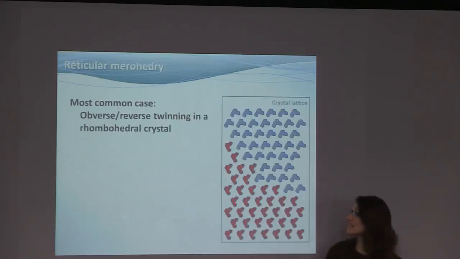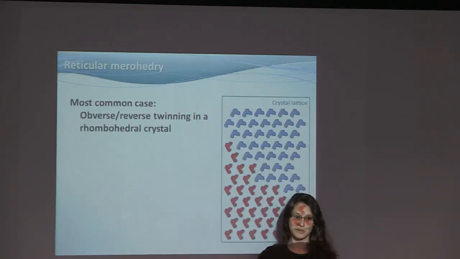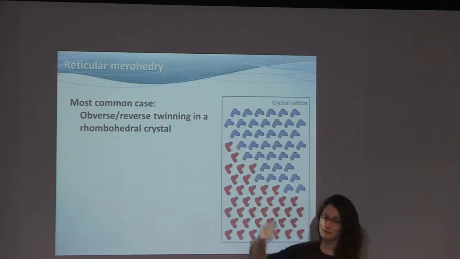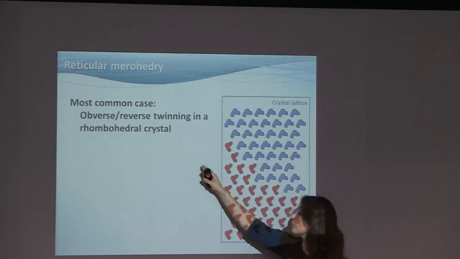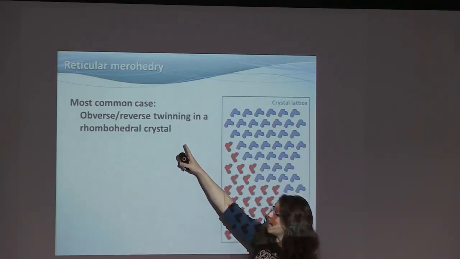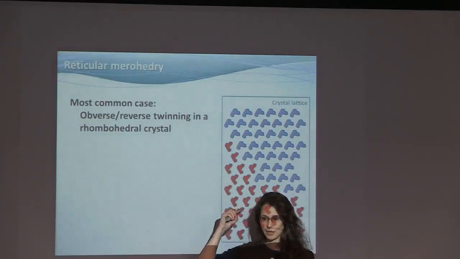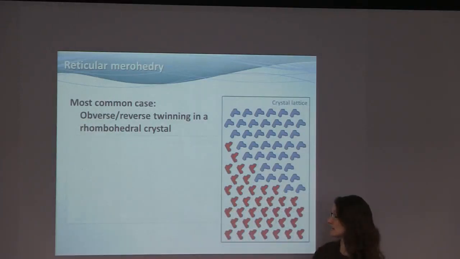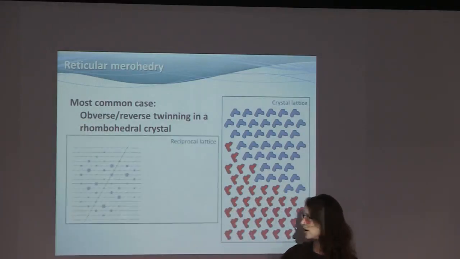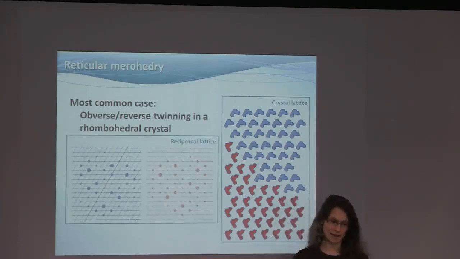Let's look at the next case. Special case. Reticular merohedral is a rare case that I'm just showing so you've heard the term and can possibly recognize it if it happens to you. The most common case is obverse-reverse twinning in a rhombohedral crystal. So you've got one domain giving you a lattice section like this, and the other like that.